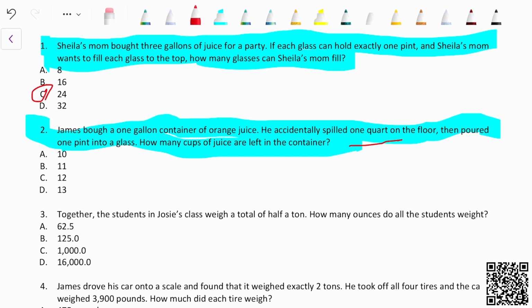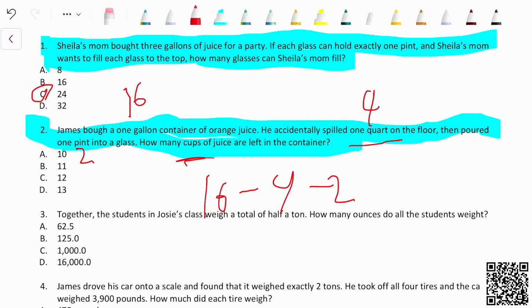Anyways, speaking of which, as we now know that 1 quart is 1/4 of a gallon, it's asking us how many cups of juice are left in the container. And as we learned in 3rd grade, there are 16 cups in a gallon. Following the same logic, that would mean that there are 4 cups in a quart and 2 cups in a pint.